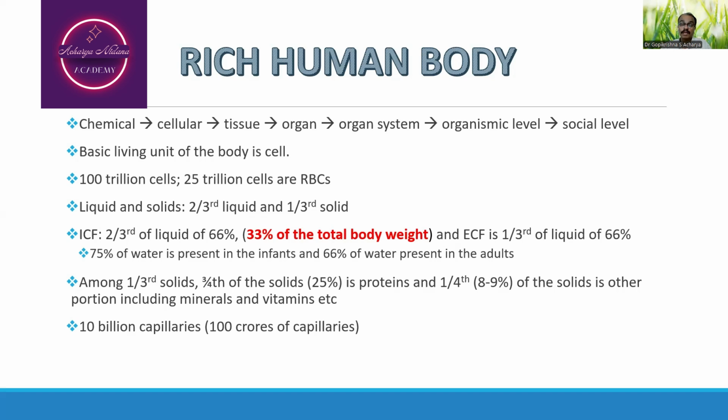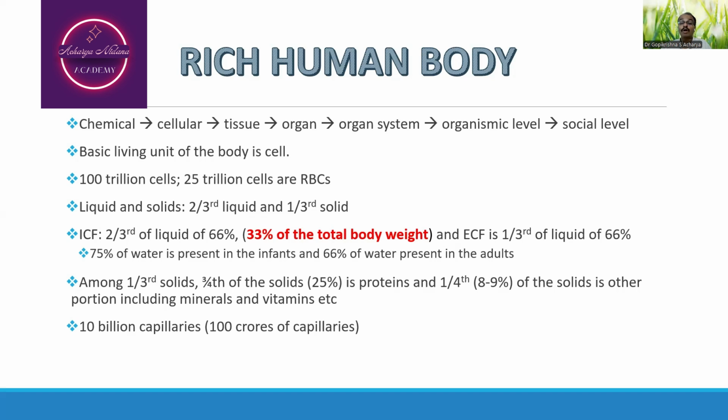75% of the body is water in infants, whereas 66% is water in adults. When you consider the solids, among the 1/3 of the solids, that is 33%, 3/4 of the solids, around 25%, are proteins. Maybe the building blocks, such as the cell membrane, or the enzymes or hormones, etc. that are secreted, are nothing but proteins, or interleukins or inflammatory markers, etc. They are considered as proteins.